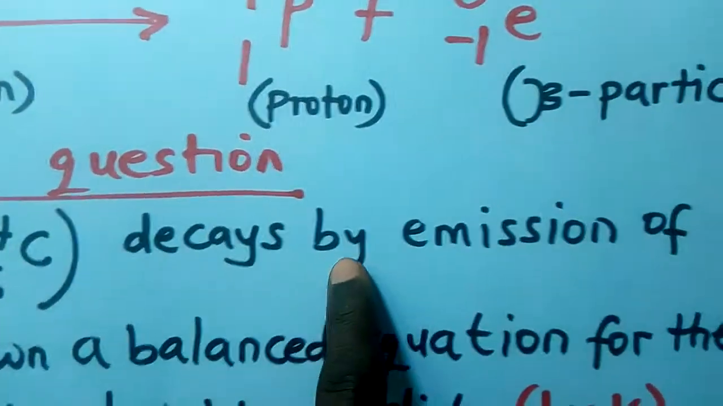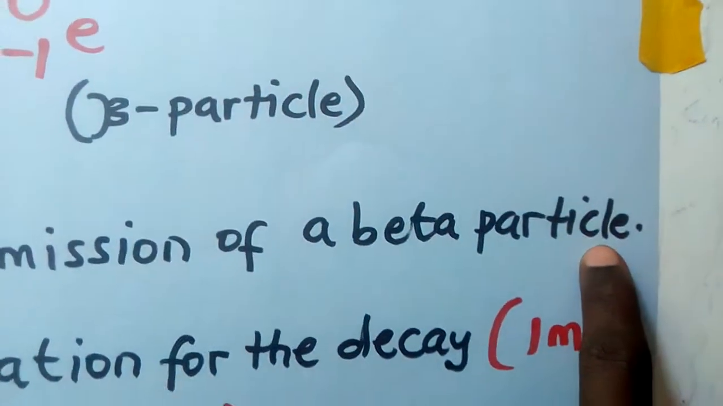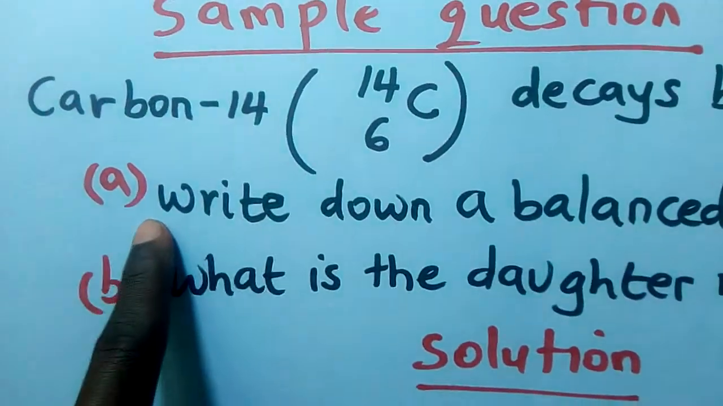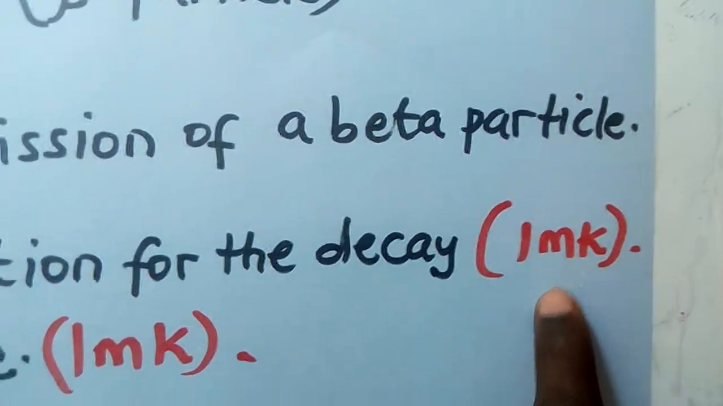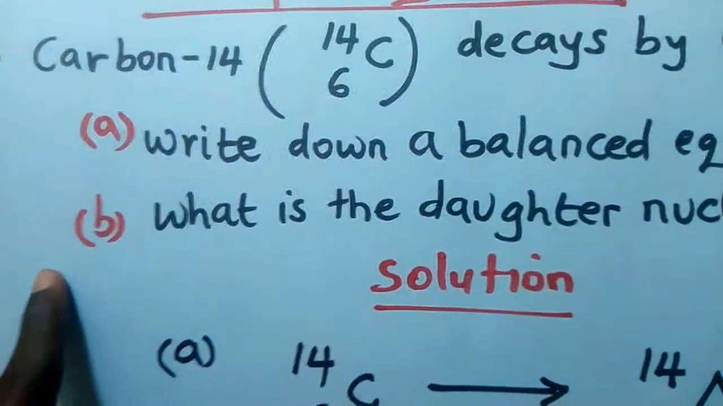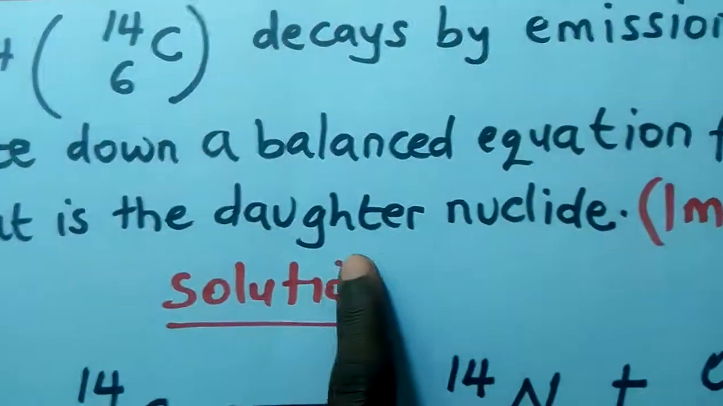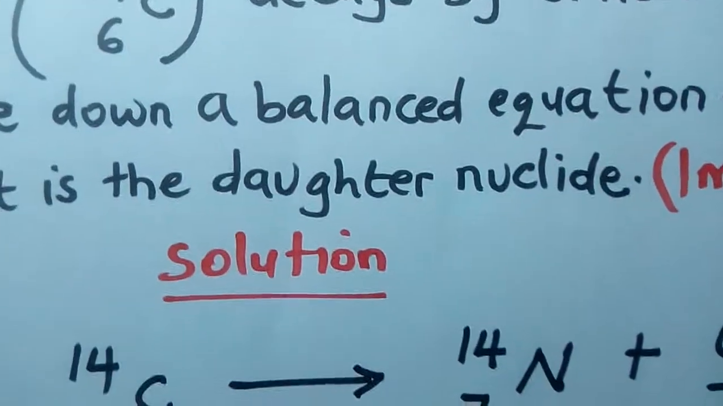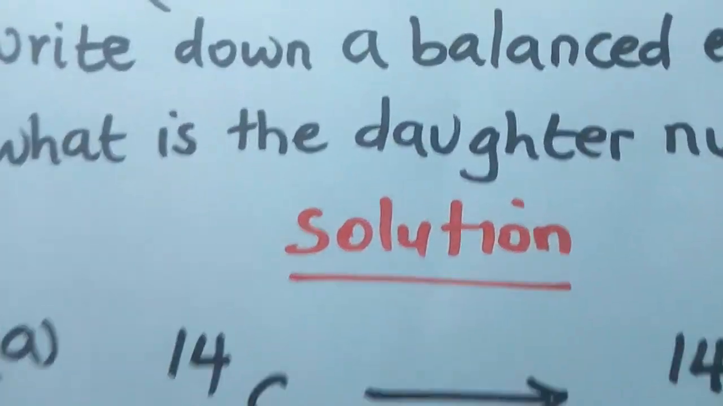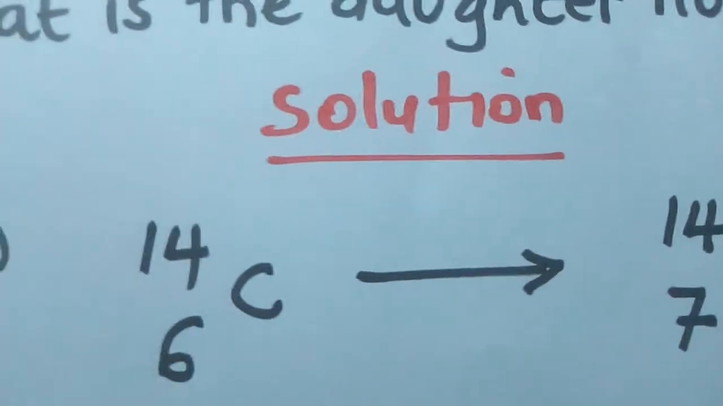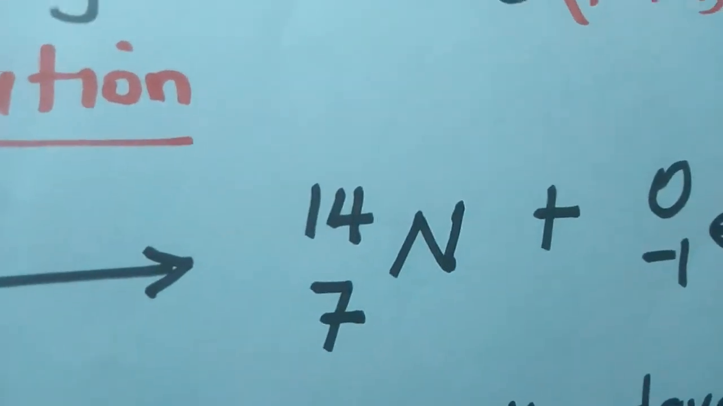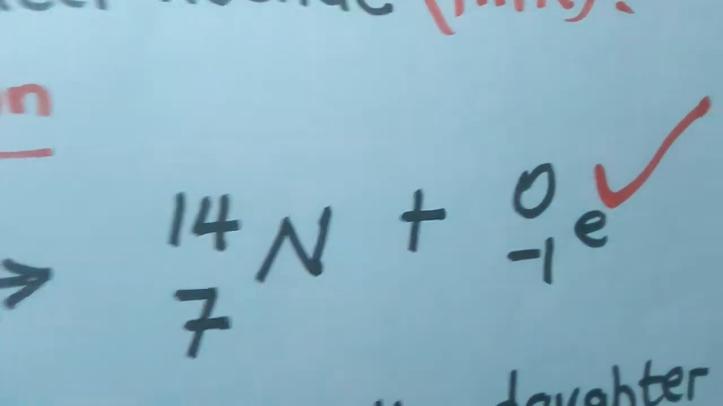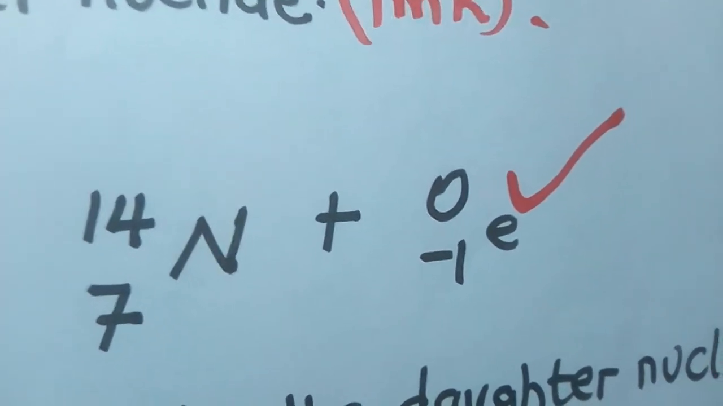It decays by emission of a beta particle. So a beta particle is one of the products. And this person is asking that we should write down a balanced equation for the decay. Then secondly, part B, he wants us to name the daughter. What is the daughter nuclide? So we shall put here as part of our solution, the parent is already known, that is carbon 14. It produces a daughter which we don't know, we can call it even Y, plus a beta particle, which we know how to write.